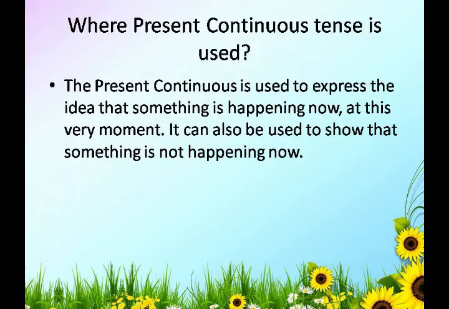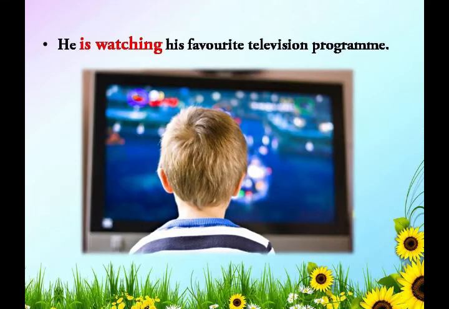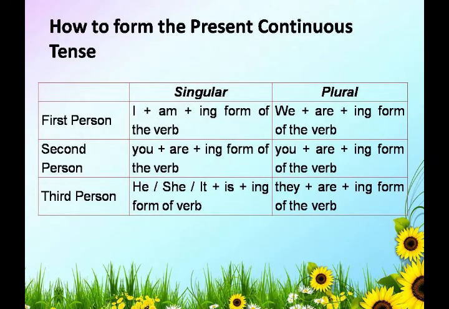Present continuous tense is used to express an activity which is happening now, an action which is going on at present, at this very moment. It can also be used to show that something is not happening now. Any action which is going on at present, abhi chal raha hai, we use present continuous tense at that time. Examples related to it: he is watching his favorite television program. At present he is watching, so the action is going on at present.